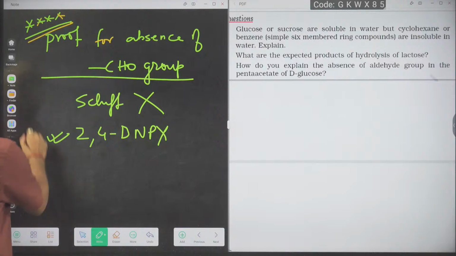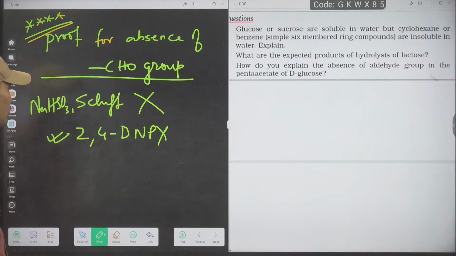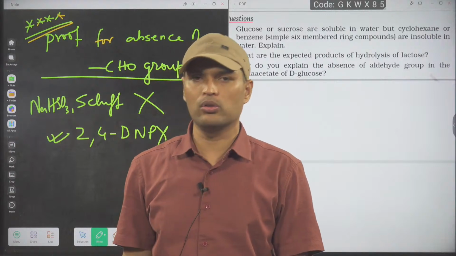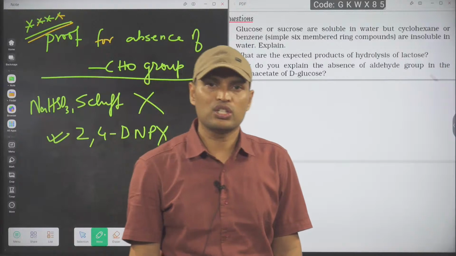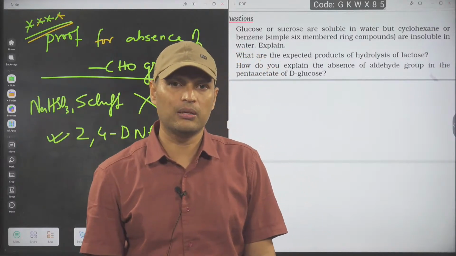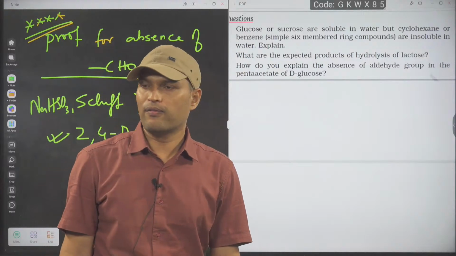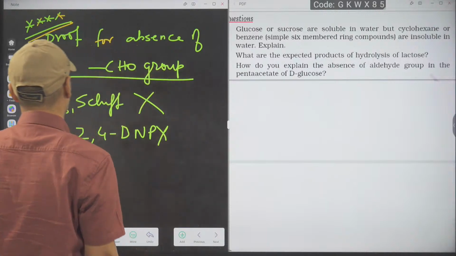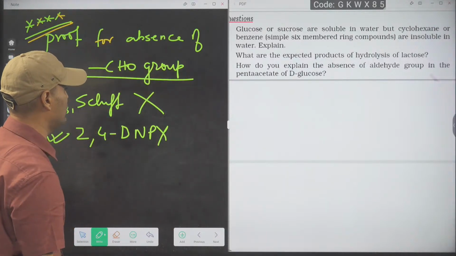2,4-DNP is also not given. Addition of NaHSO3 is not given by glucose. These 3 reactions are not given by glucose: addition of sodium hydrogen sulfite, Schiff reagent and 2,4-DNP. From which we conclude that the free CHO group is absent. Something is happening there. Something fishy.